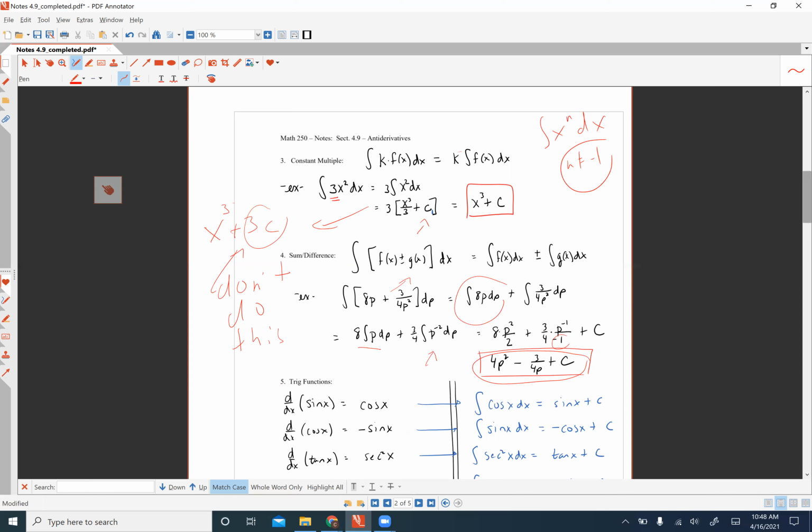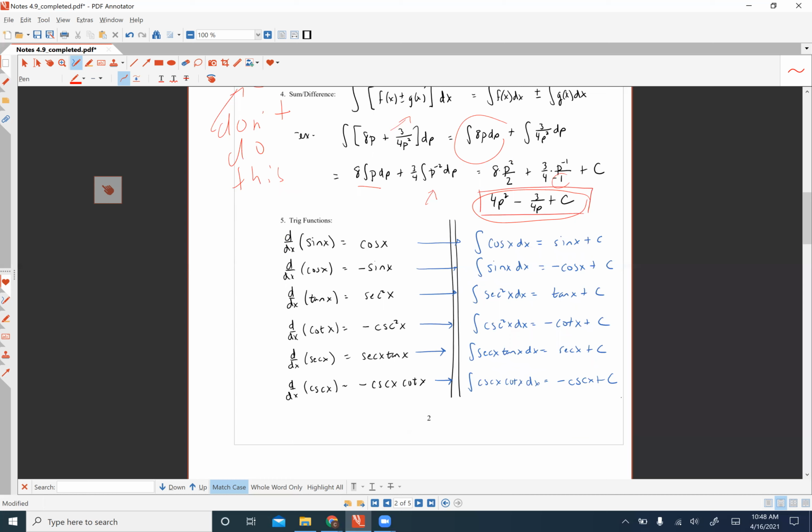And we just have to go backwards. So here you just have to know what the derivatives are. We know that the derivative of sine is cosine. So the integral of cosine, again, you just go backwards. The derivative of sine is cosine, so the integral of cosine is sine. And then of course you have to add on that constant c.